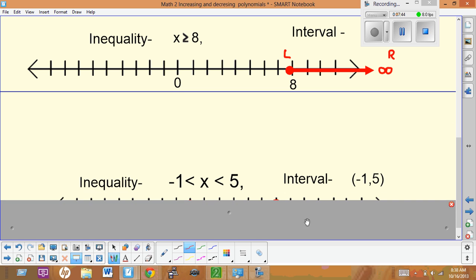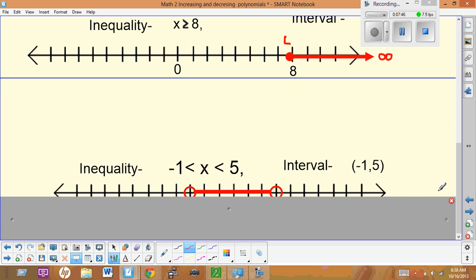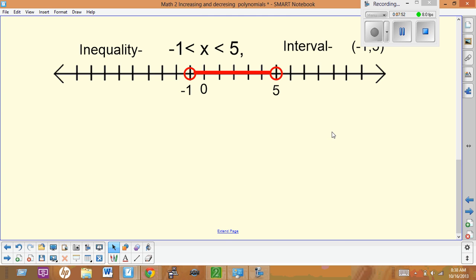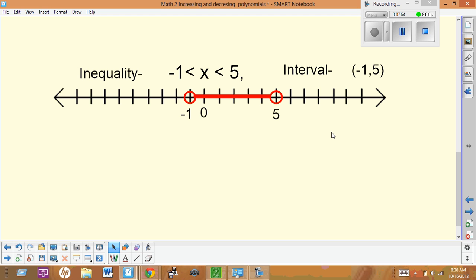Let's look at the last example we looked at. This interval was actually in between two numbers. It didn't go to infinity. So again, we always start with the left number, which in this case is -1, open dot. So we start with our left side.